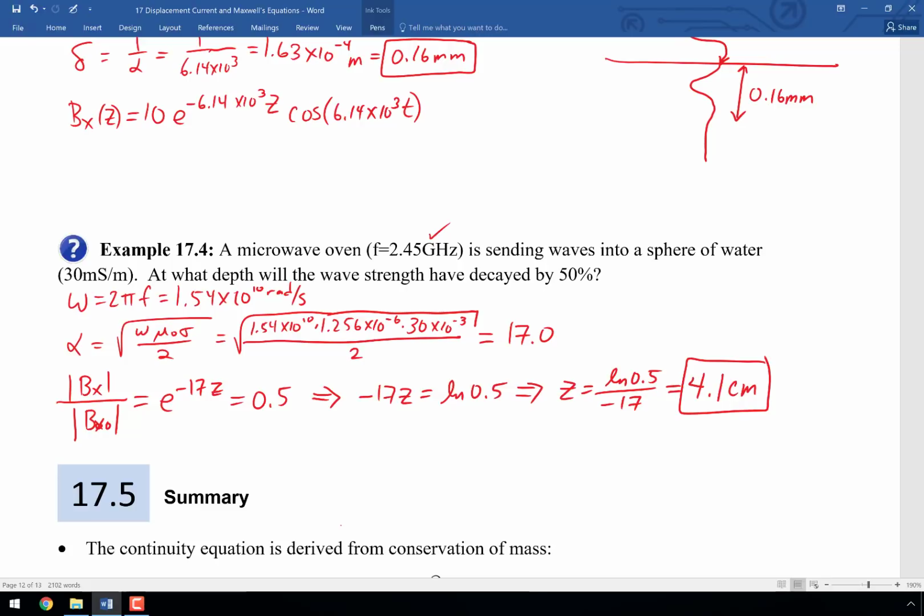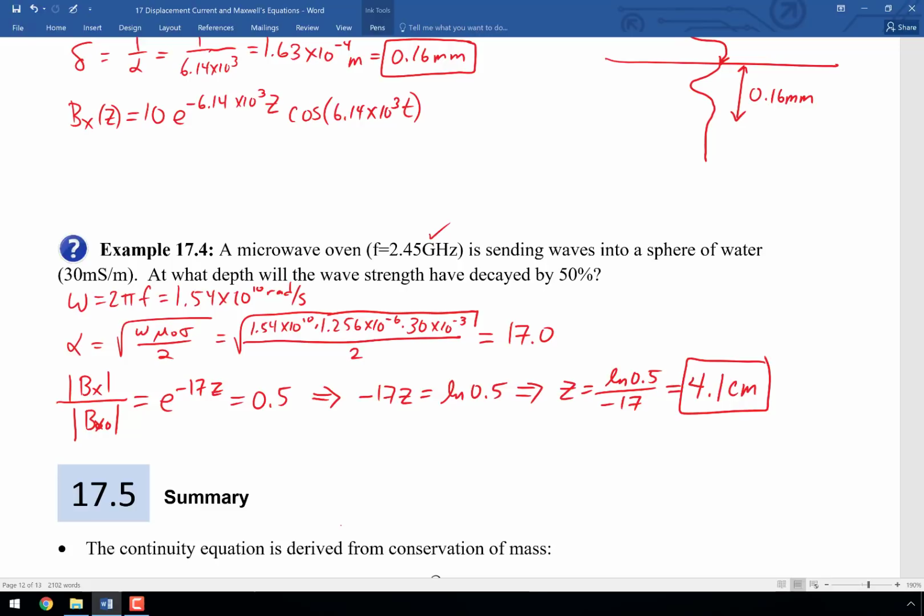And I told you that this had a practical application because it explains that if you put something that is composed of water, like much of our food, just like much of our body is composed of water, you can model a piece of food by just putting water in there. The electromagnetic wave will have decayed to 50% of its original value 4.1 centimeters in. So that's like 1.5 inches. And if you go further in, of course, it will decay even further. It will decay pretty rapidly.